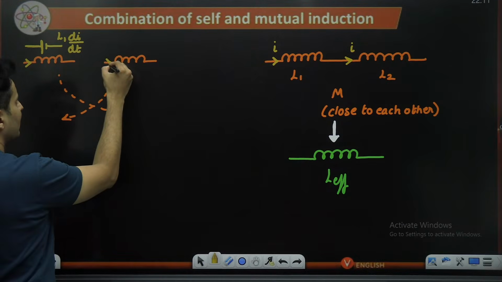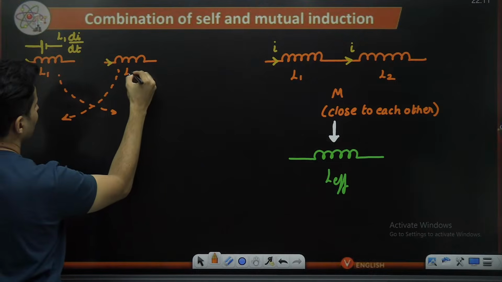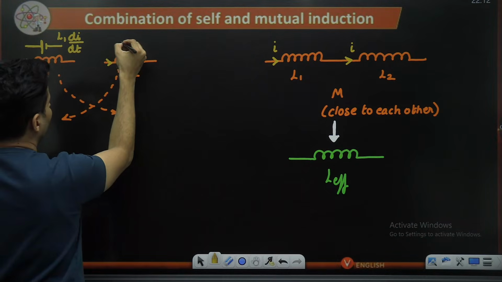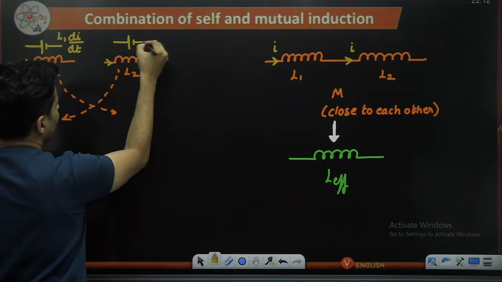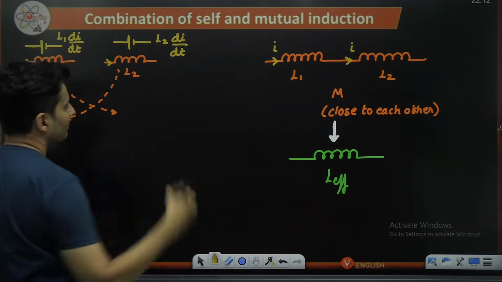That same current is passing through the second inductor. This was, remember, L1. This was, remember, L2. That change will again be opposed by an EMF, and that EMF will be L2, same current, di by dt.